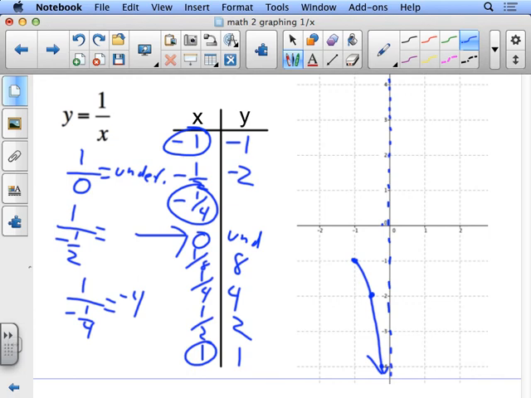So from the other side, plug in 1, I get 1. Plug in 1/2, I get 2. Plug in 1/4, I get 4. Plug in 1/8, I'm off this scale, or off this graph. I end up with something that looks like that. So from both sides, whether I approach from this side or this side, they go towards infinity. They just get bigger and bigger. They keep on going up.